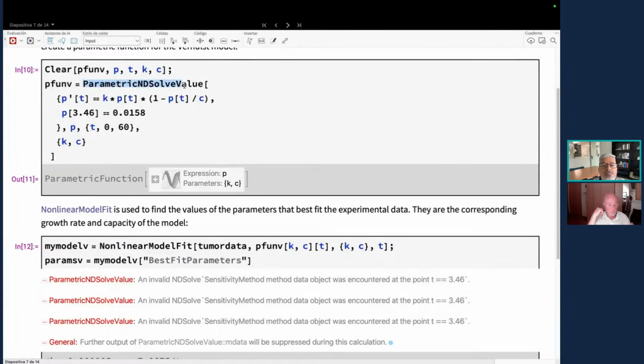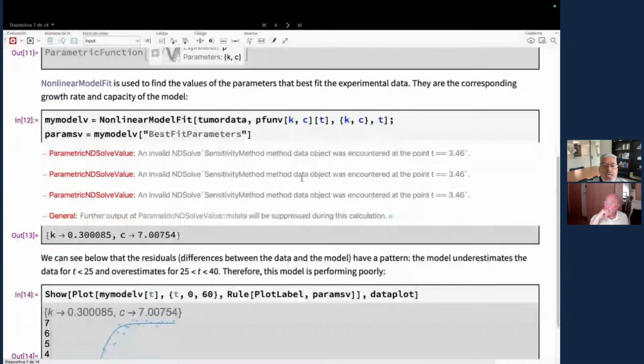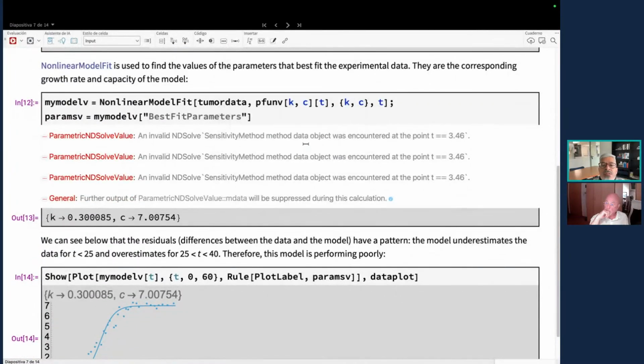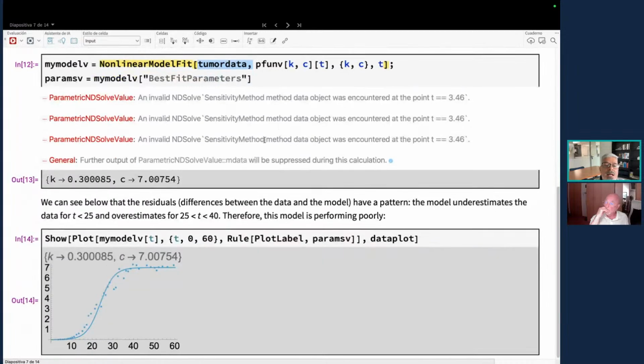Then we fit the parameters to the data that we have from the previous slide, from the paper. And these were the values. Here I am extracting the values of the best parameters: k equal to 0.3, c equal to 7.